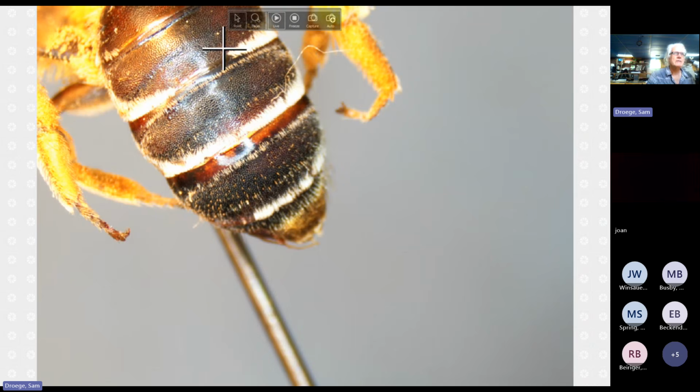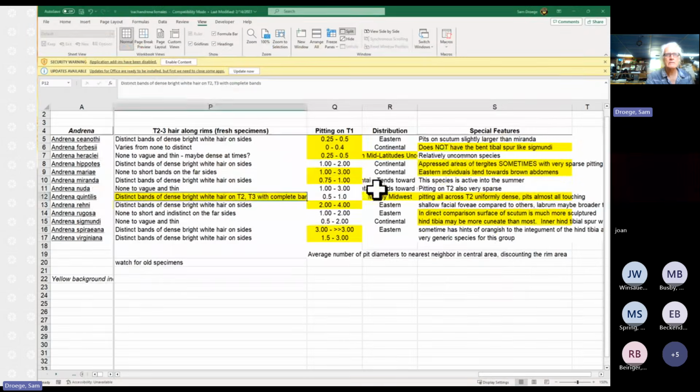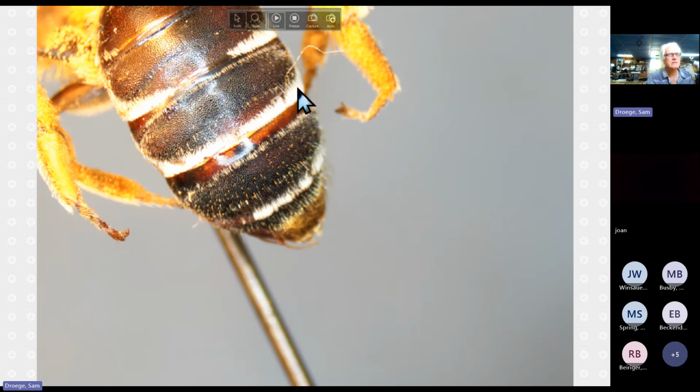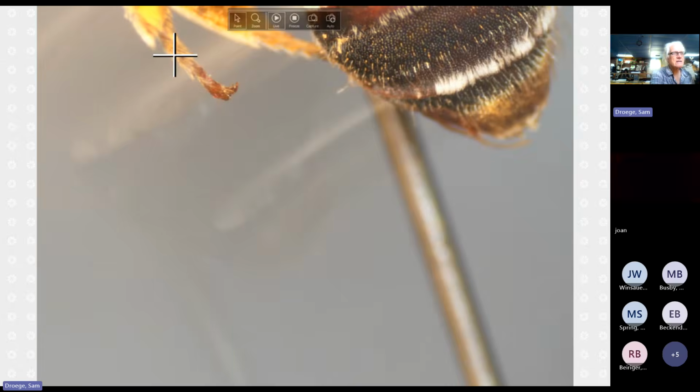So T2 has a broken T3 and T4. I think that's what they said, T3 and T4, right? I'm not sure what it means here, if we look up here, distinct bands of dense white hair on T2, T3 with complete bands. So you could read that as T2 and T3 with complete bands, but I believe looking at the specimen, you have T2 with bright bands, but not complete, and T3 with a complete white band. You also can see that throughout this segment, we have very dense pitting.